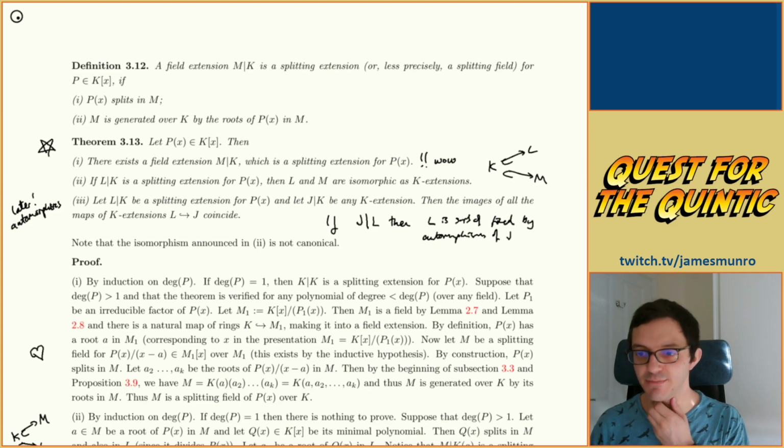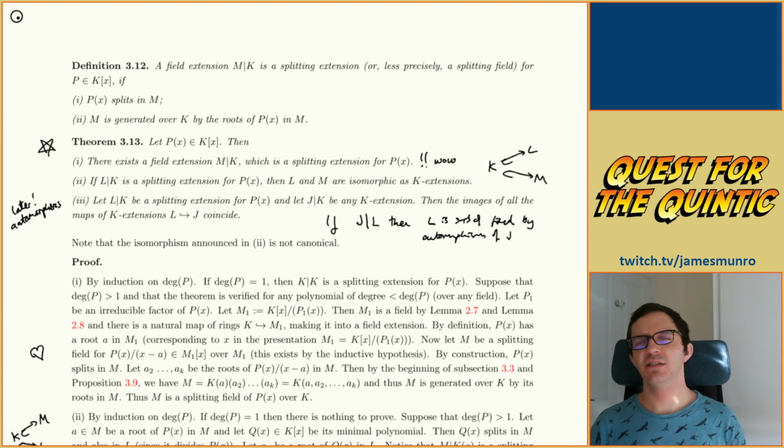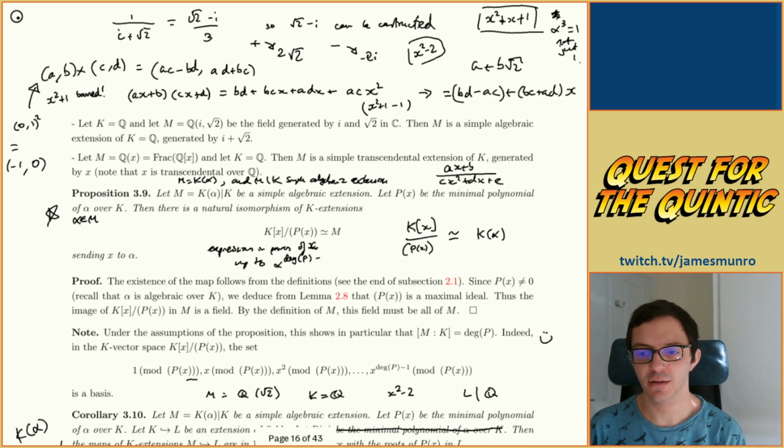So that's how you get to a splitting extension for a separable polynomial. A polynomial is separable if its irreducible components have no repeated roots. Okay. Its irreducible components have no... Yeah, I want the definition of separable polynomial again very quickly.